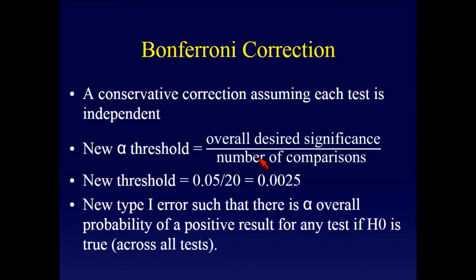And what you do is you divide that overall level of significance, typically 0.05, by the total number of tests, in this case 20, and you arrive at a new threshold for statistical significance as shown here. So this is the new threshold that is used for all of the tests, such that there's a 0.05 probability of any of the tests being positive.